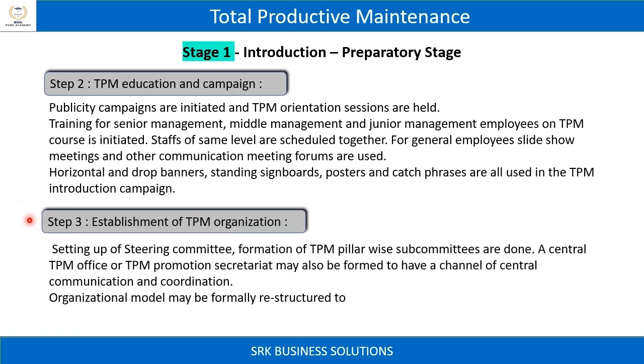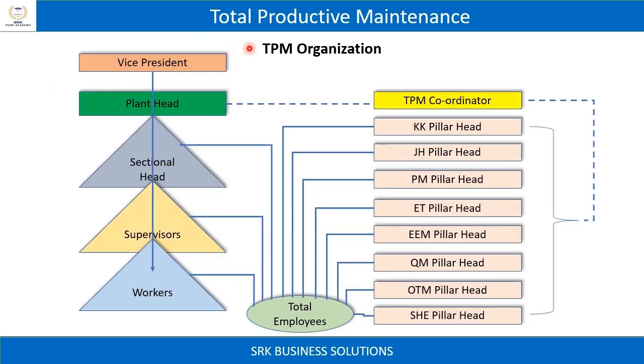Now, step 3. Establishment of TPM organization. Setting up of steering committee and formation of TPM pillar-wise subcommittees are done. A central TPM office or TPM promotion secretariat may also be formed to have a channel of central communication and coordination. Organizational model may be formally restructured to have management-led pilot models established. This is one example of a TPM organization and its relation with other areas and people in the organization, from top management to bottom line operators. It shows total involvement of people in TPM.